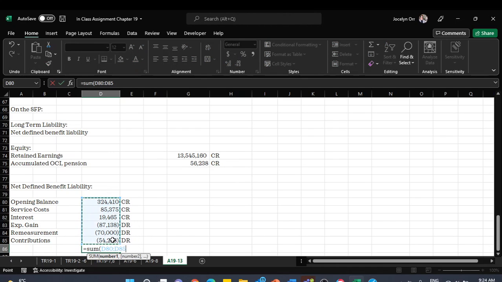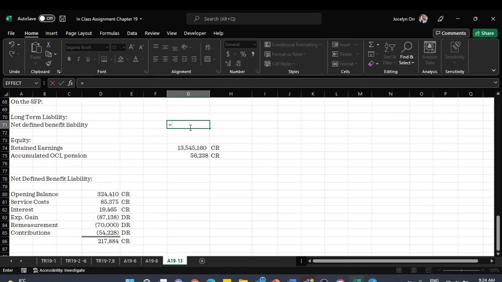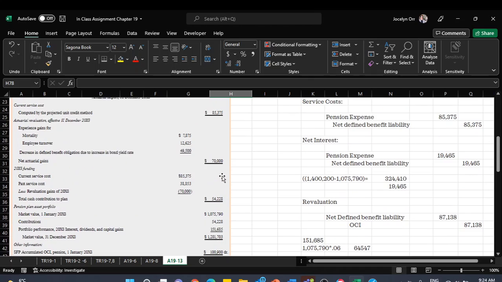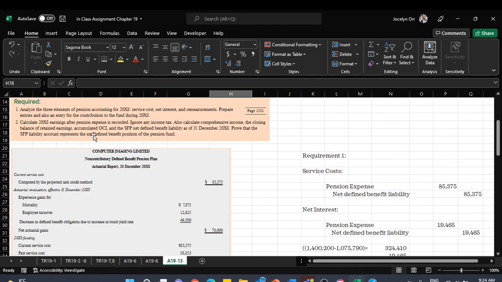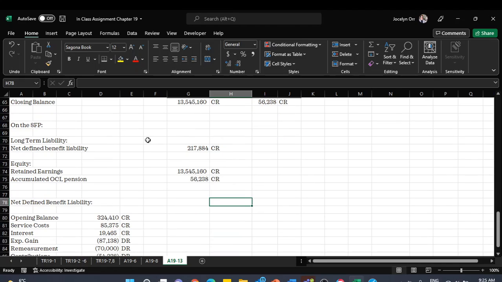When we sum all of this together, we get an amount of $217,884 on the credit side, which is going to be what is displayed as the balance on our statement of financial position. Okay. The last part is that this asked for us to prove that the SFP liability account represents the net defined benefit position of the pension fund. Okay, so our proof.